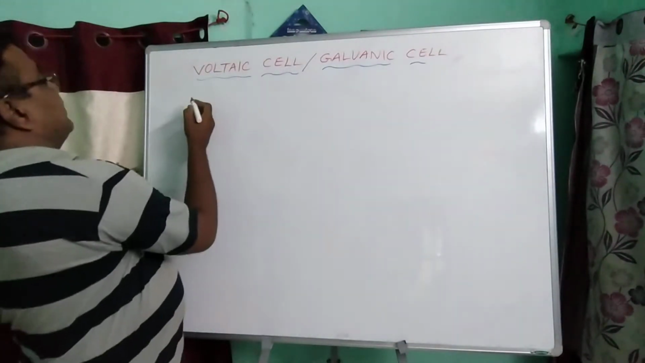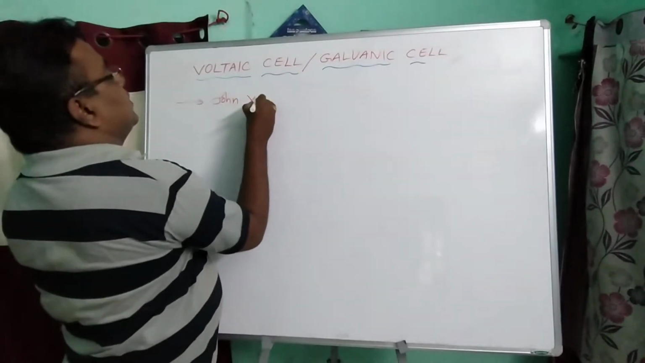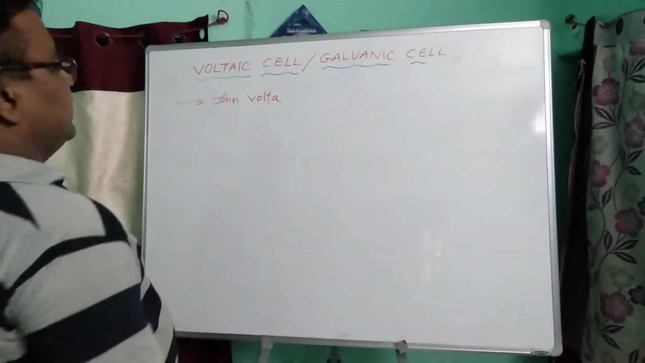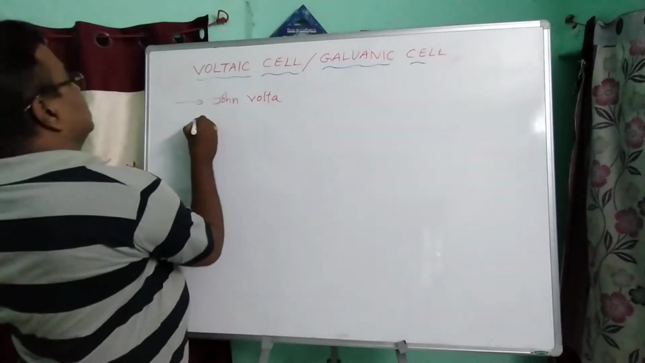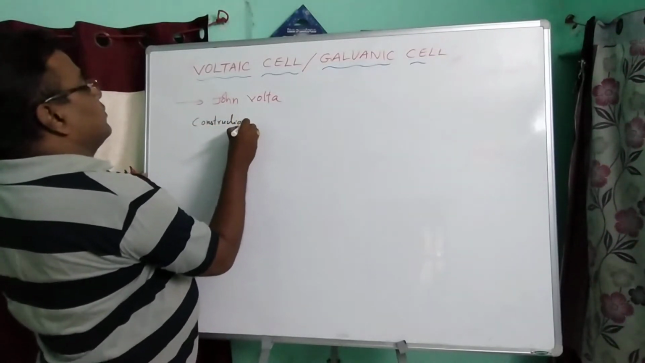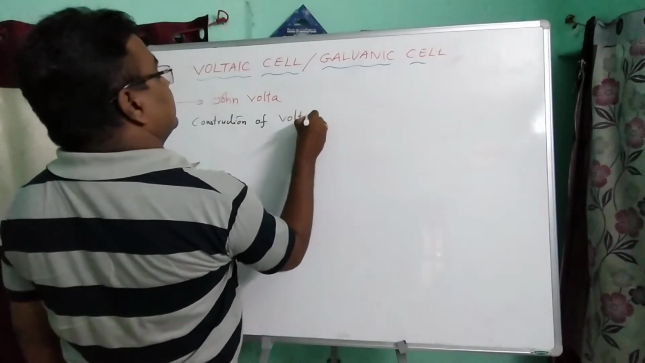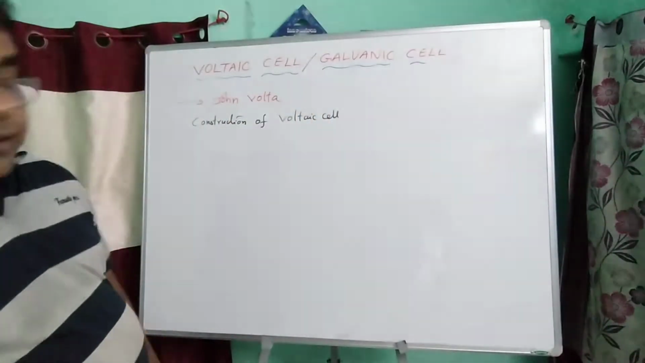First point, this cell was discovered by John Volta, so it is referred to as the voltaic cell. Next, the construction of the voltaic cell.